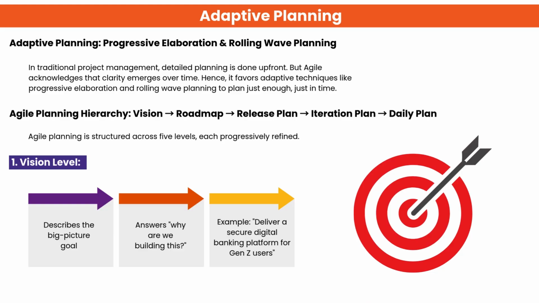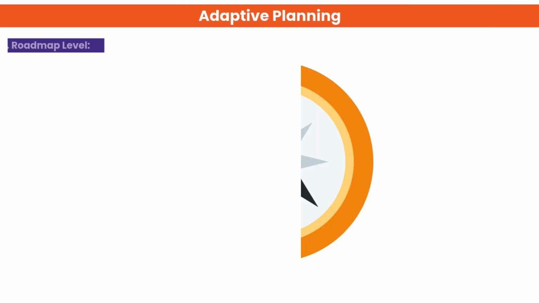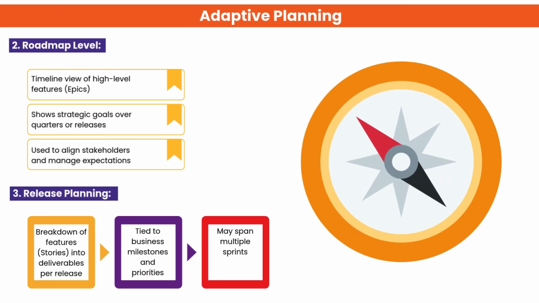Agile planning follows a structured hierarchy: vision, roadmap, release plan, iteration plan, and daily plan, each becoming more detailed as the project progresses. At the vision level, the team defines the big picture purpose and answers why are we building this, such as aiming to deliver a secure digital banking platform for Gen Z users. Adaptive planning helps us adjust plans as priorities or conditions change.